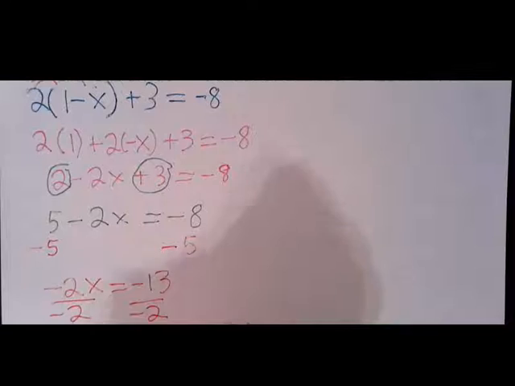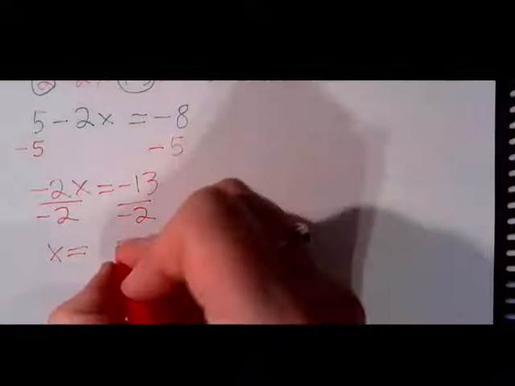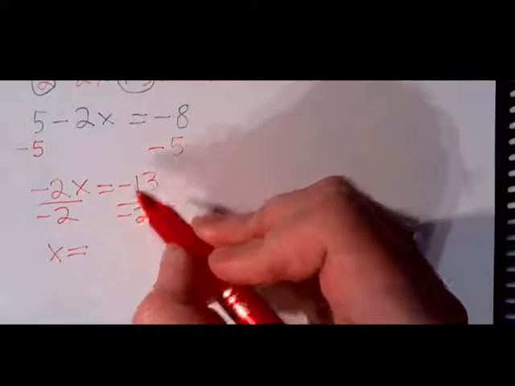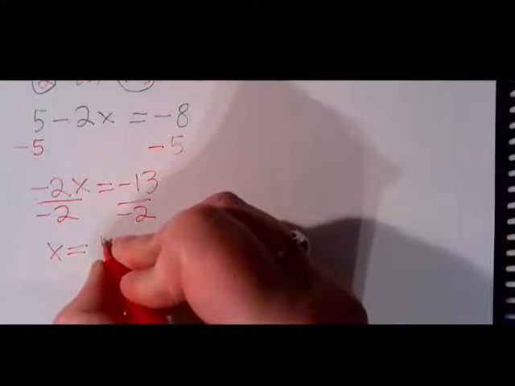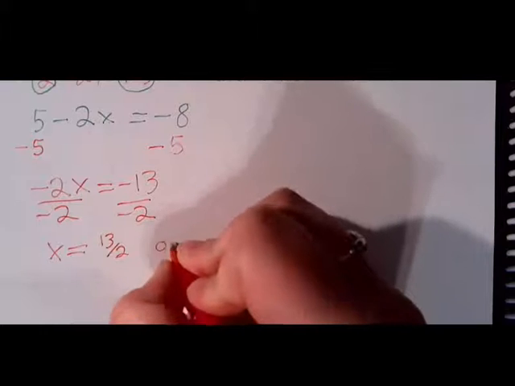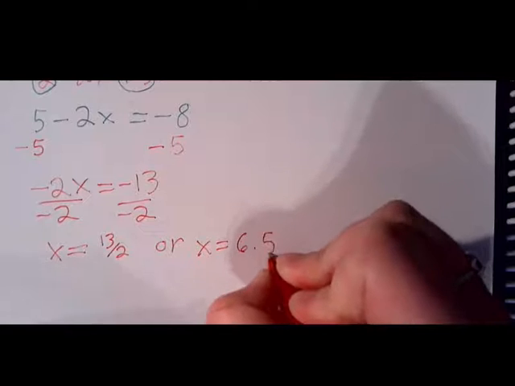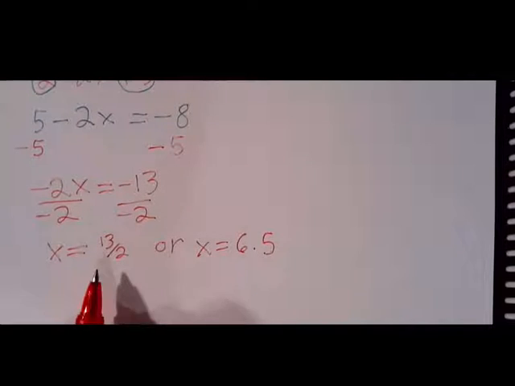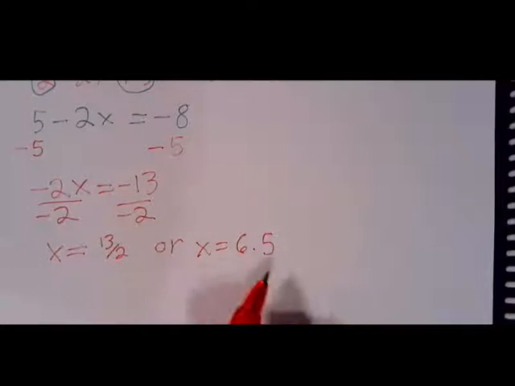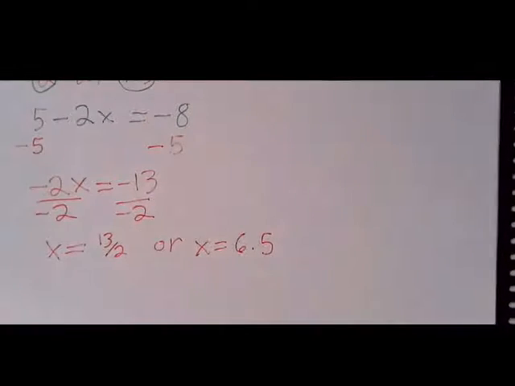So x is equal to, whoops, and I'm going to move that up. X is equal to, okay, 13 and 2 don't simplify, but a negative divided by a negative is a positive. So 13 divided by 2, or we could say x is equal to 6.5. Okay, so our solution here is either 13 over 2 or 6.5. And those are the exact same number, just written in a different format.